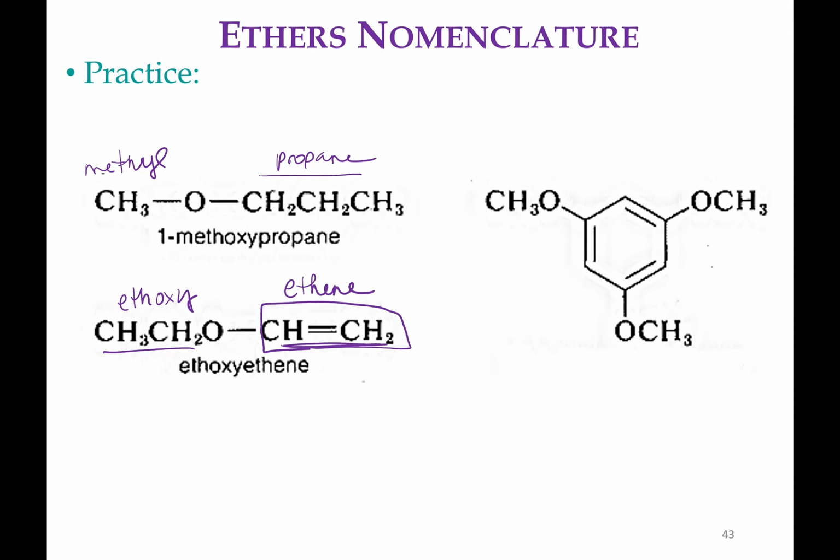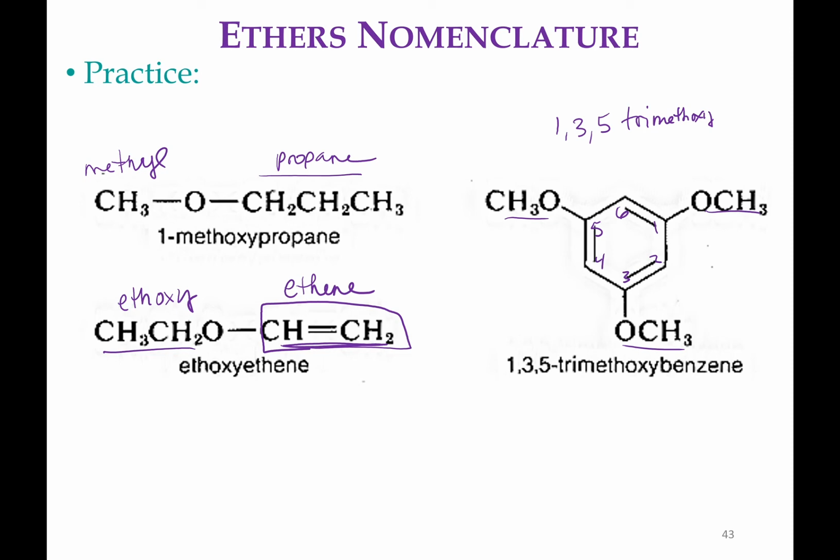And here we have 1, 2, 3. We have 3 methoxy groups at 1, 2, 3, 4, 5, and 6. So 1, 3, and 5. 1, 3, 5-trimethoxybenzene. Same rules as before, just changing the endings differently.